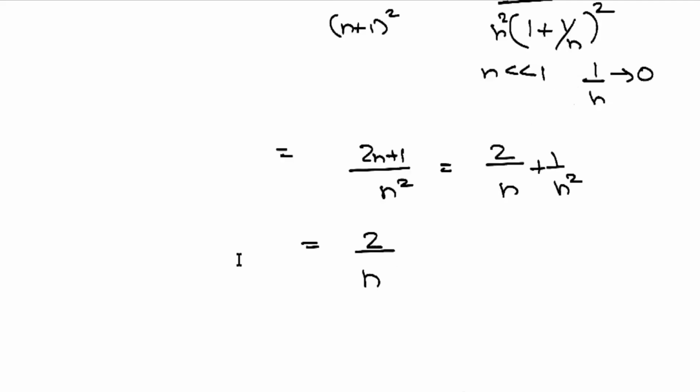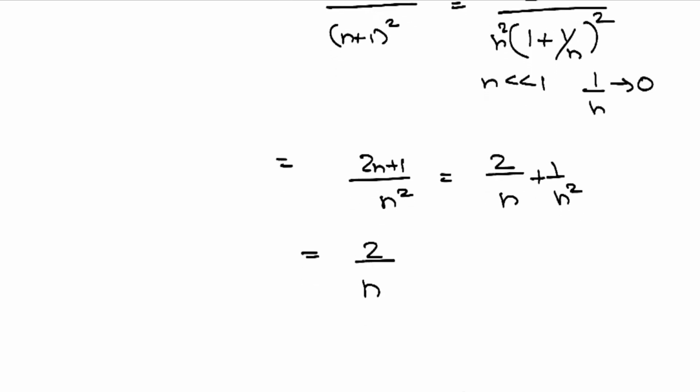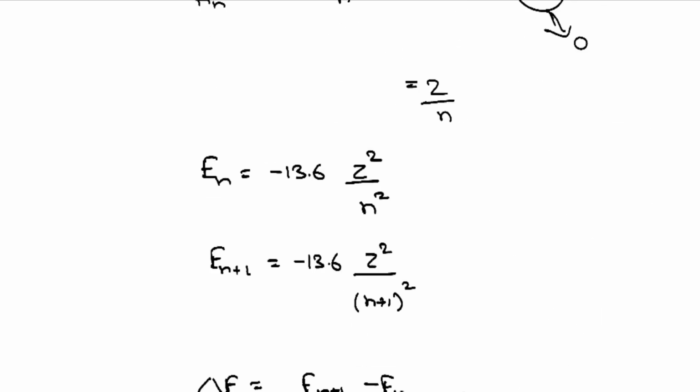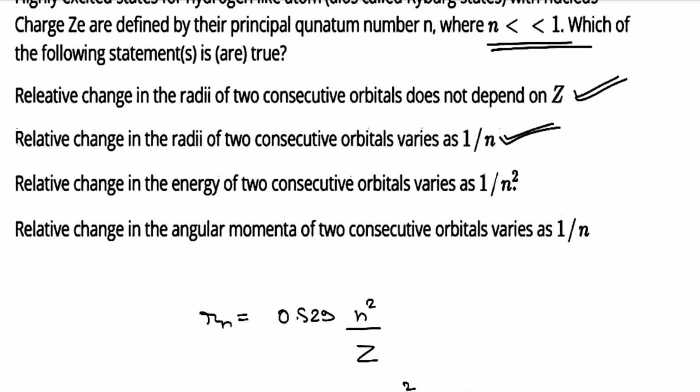So the relative change in energy of two consecutive energy states is dependent on 1 by n, whereas the option says that it should vary as 1 by n squared, so option C is incorrect.